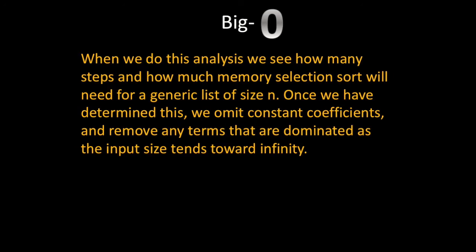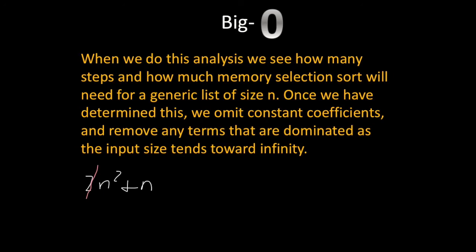So say we determined that an algorithm took 2n squared plus n steps, okay? So we first omit constant coefficients. Here 2 is a constant, so we omit that. And then we omit terms that are dominated as the input list size tends toward infinity. So we keep on plugging in larger and larger numbers for n, and whichever of the terms increases faster, that's the dominator. That's the one we keep. The ones that increase slower are the ones that we omit.